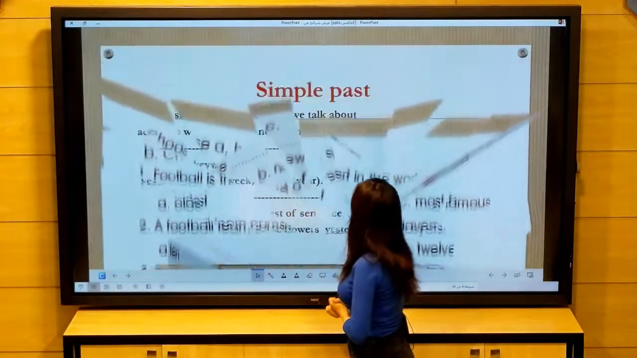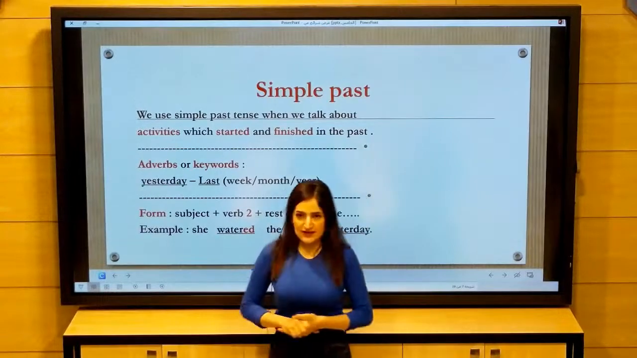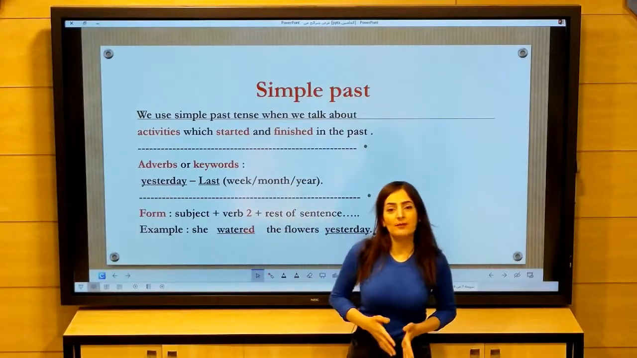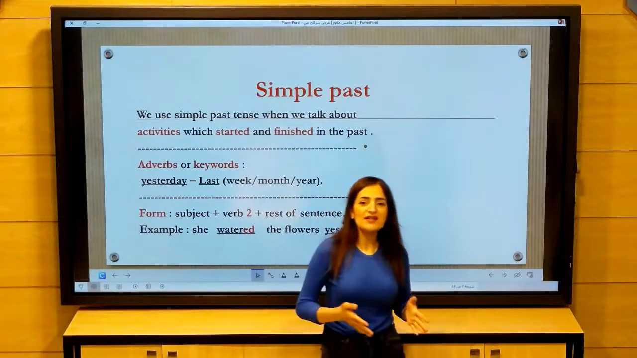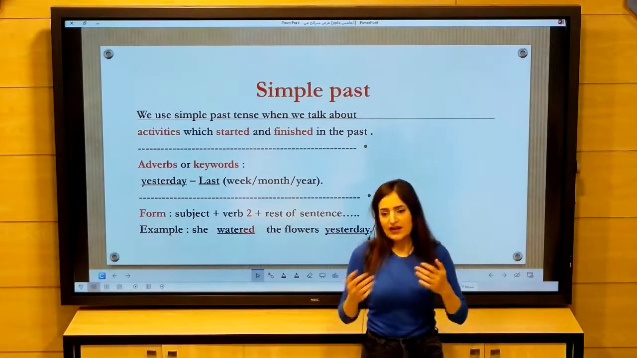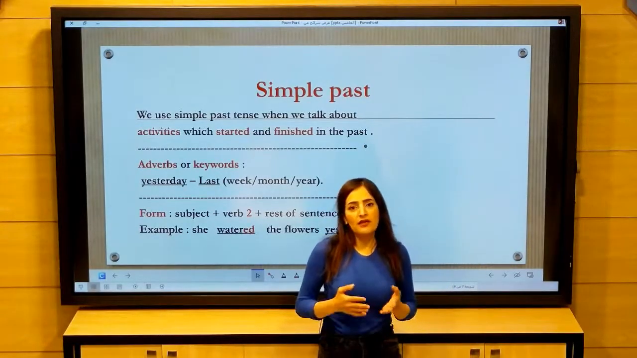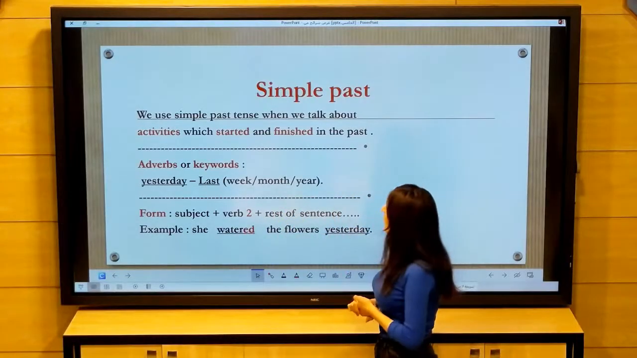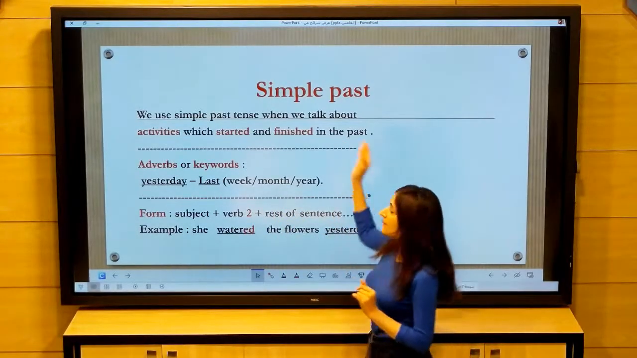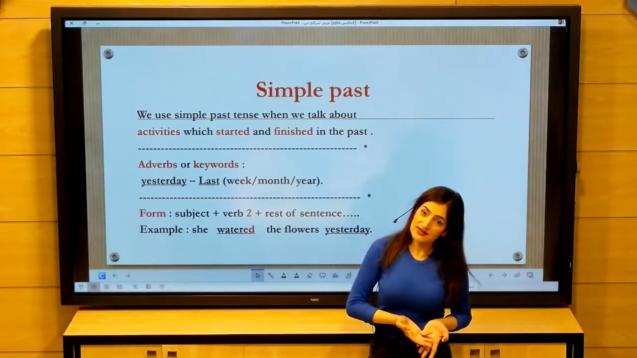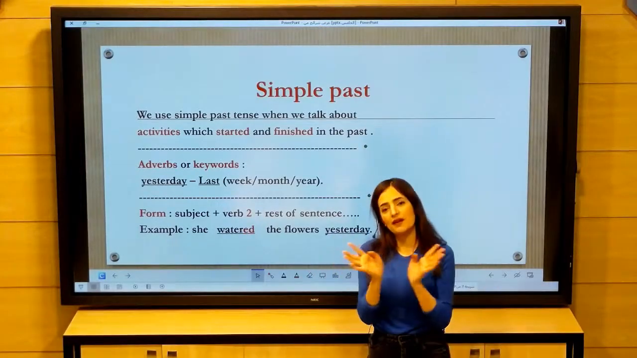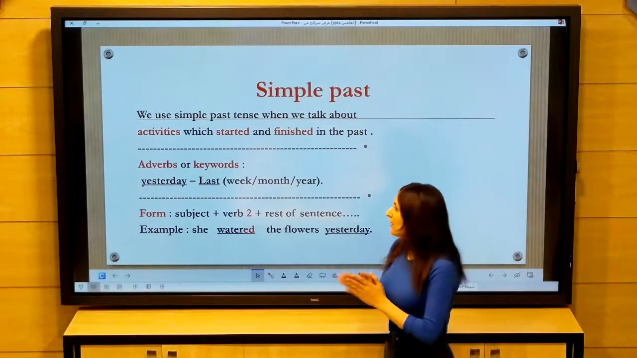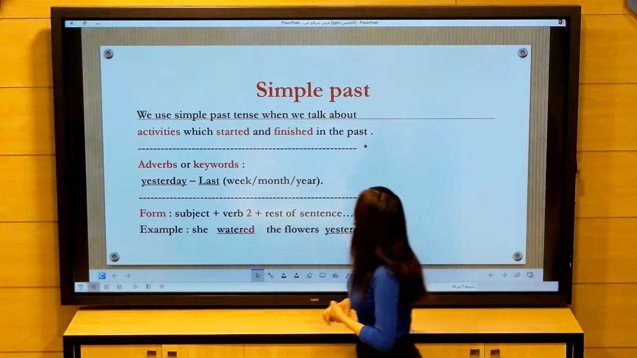Now, our grammar is, we will compare between past simple tense and past continuous. Past simple and past continuous happened in the past, but the difference between them, now we will start talking about simple past. Then we will talk about past continuous. Then we will compare between them to do the tasks.